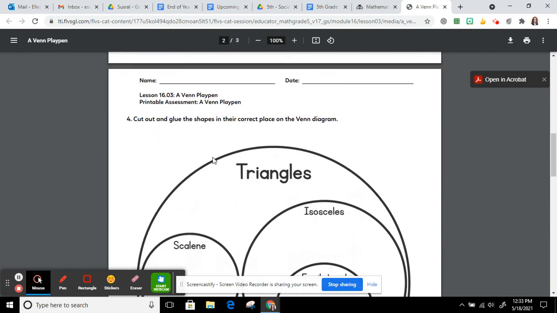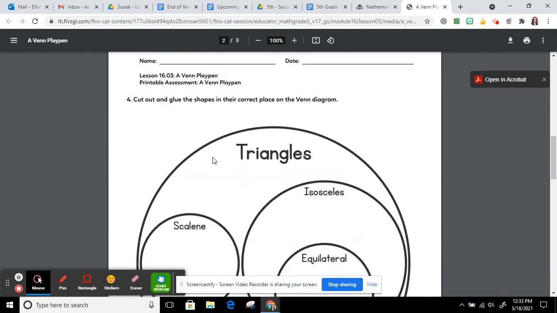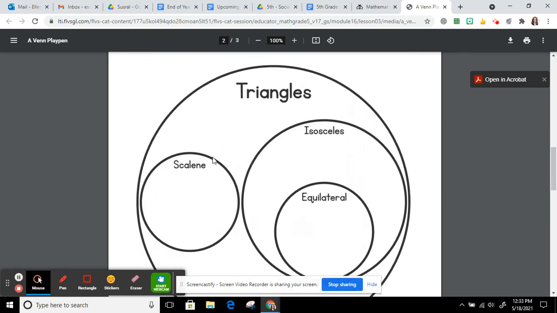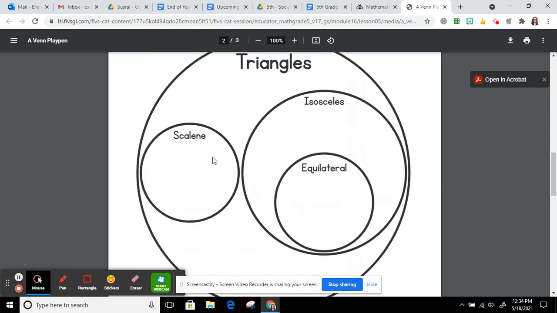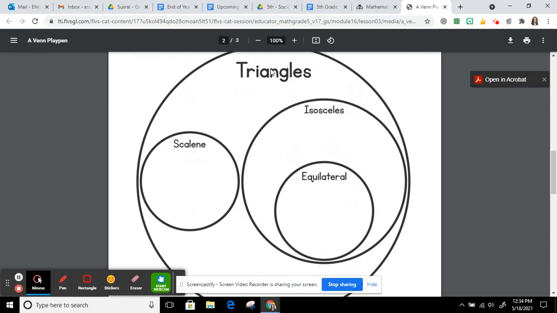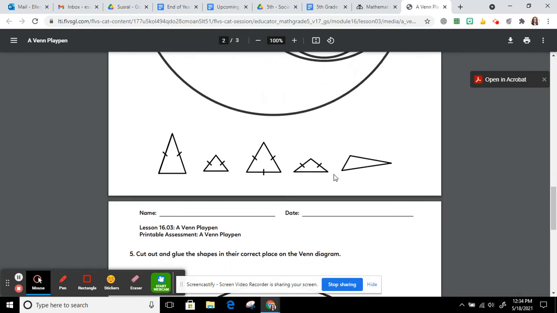All right, number 4, cut out and glue the shapes in their correct place on the Venn diagram. So here you have a very interesting Venn diagram. This whole Venn diagram is focused on triangles. You're placing them whether they are scalene, isosceles, or equilateral. The shapes here at the bottom.